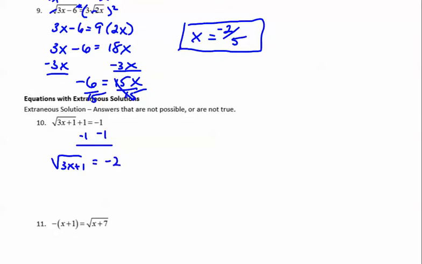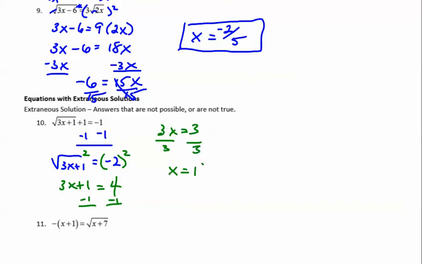Now I want to square both sides, so I square this and I square this, and I get 3x plus 1 equals 4, because negative 2 times negative 2 is 4. Subtract 1, I get 3x equals 3, and divide by 3. So I get a solution of x equals 1. Now I'm going to check it back in the original.